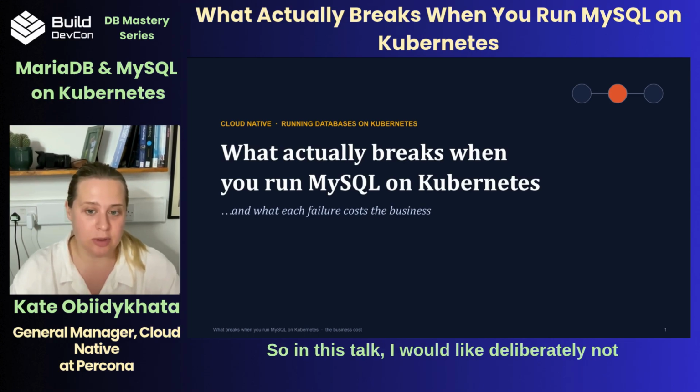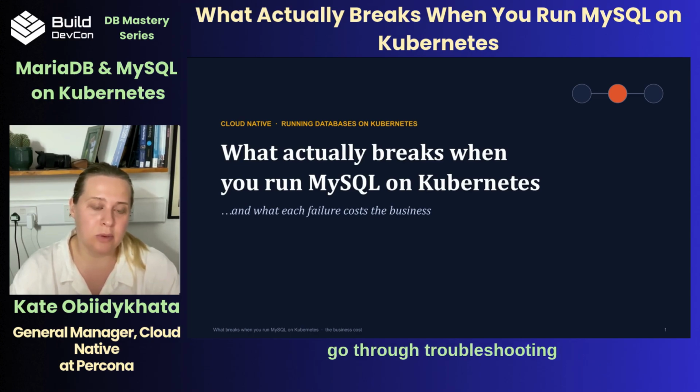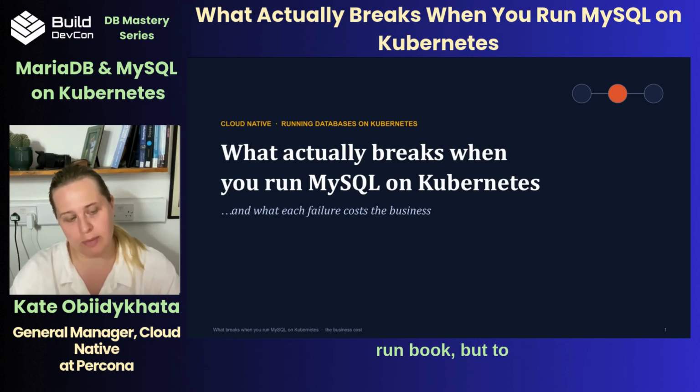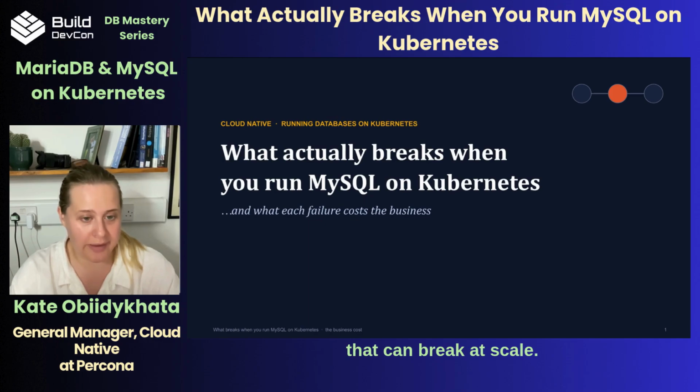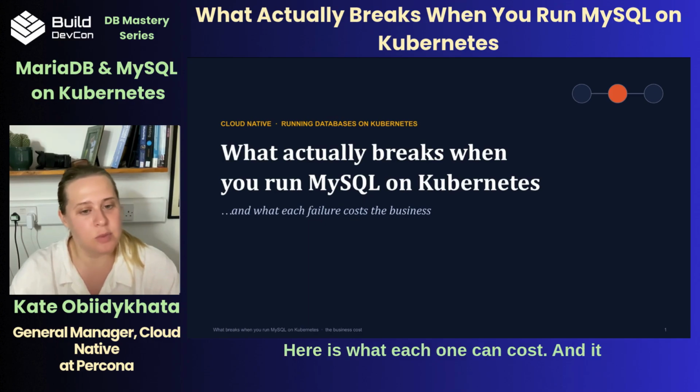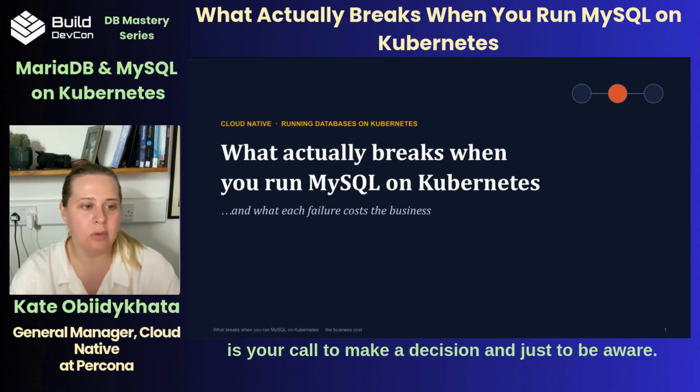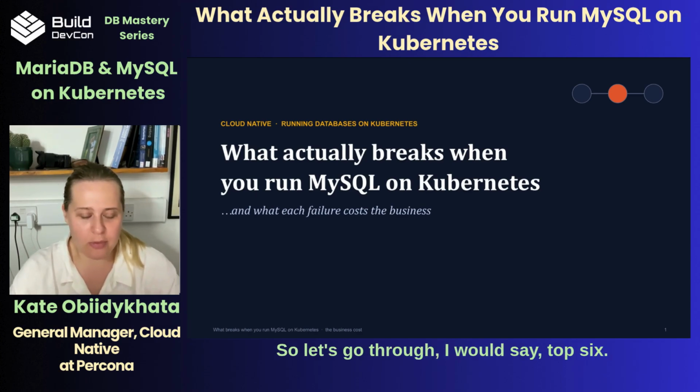So in this talk, I would deliberately not go through a troubleshooting runbook, but make it a decision maker's view. Here is the thing: six things that can break at scale. Here is what each one can cost, and it is your call to make a decision and just to be aware. So let's go through, I would say, the top six.